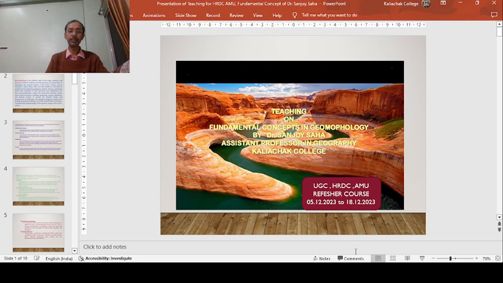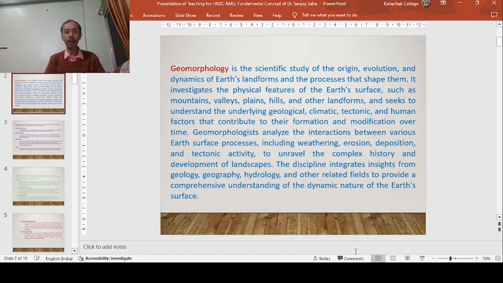My today's teaching topic is Fundamental Concepts in Geomorphology. Before explaining the basic concepts in geomorphology, it is necessary to explain the discipline geomorphology. Geomorphology is a branch of physical geography which deals with the analytical description and explanation of the Earth's surface configuration.